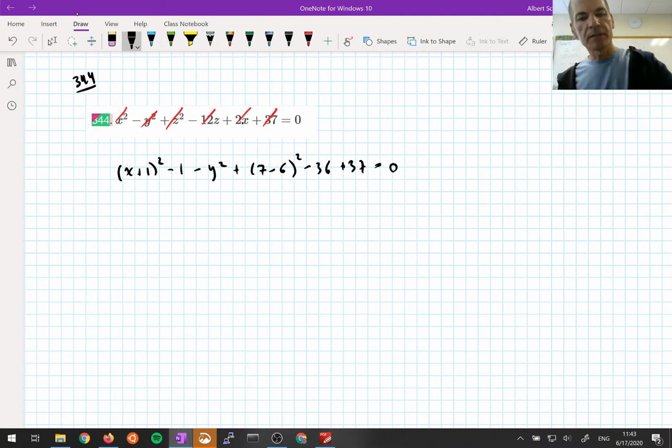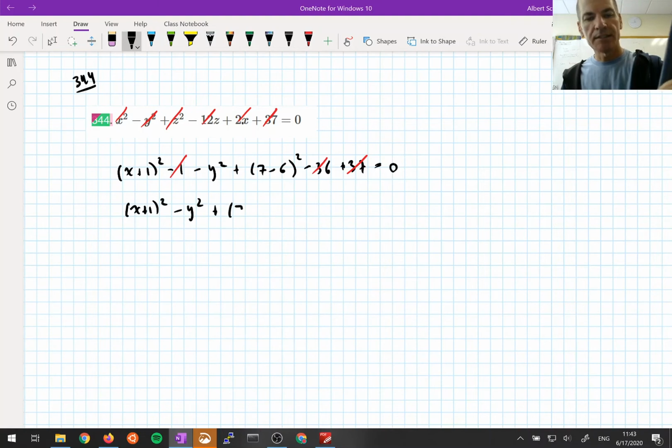Let's simplify a little bit. The minus 1 here, the minus 36, and the plus 37, they all cancel. That's a net 0. And we have x plus 1 quantity squared minus y squared plus z minus 6 quantity squared equals 0.